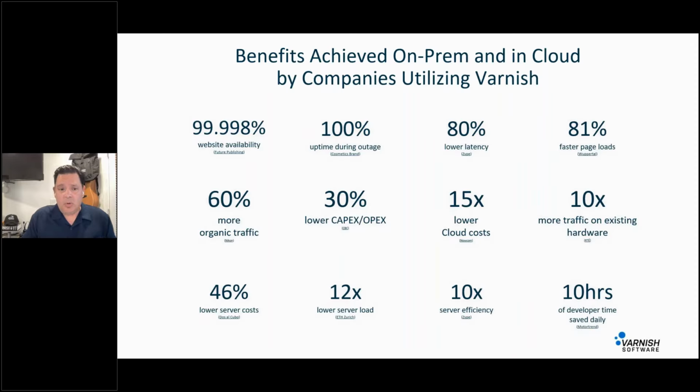And if we go to the next slide, we start to look at actual value delivered by implementing cache. So again, across the board, these are real world values that were communicated to Varnish or by our customers after implementing cache. I won't read all of these, but I'll point a few out that are very relevant here. You see 15x in the middle. That was one of our customers, Nowcom, 15 times lower cloud costs by implementing a caching solution. You see that there's 80% lower latency by Zype. You see 12 times lower server load by ETH.